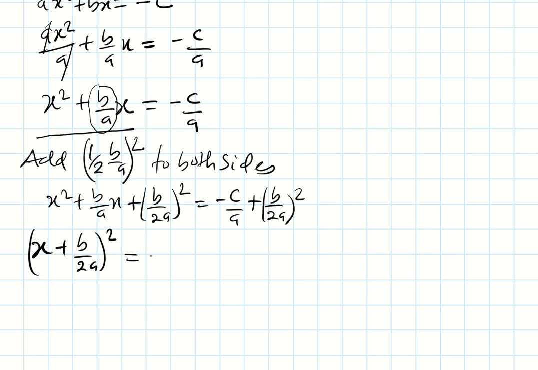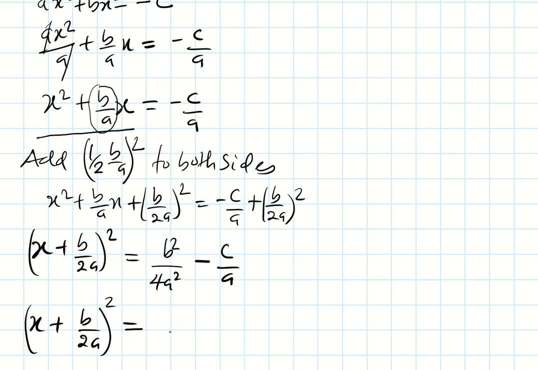So when you expand this, it gives us this. So this is equal to b square over 4a square minus c over a. Now, simplifying, we have that x plus b over 2a, squared, is equal to, now when we take the LCM of 4a square and a, we have 4a square. When you divide this by this gives 1 times b square, we have b square minus 4a square divided by a, we have 4a times c, so we have 4ac.